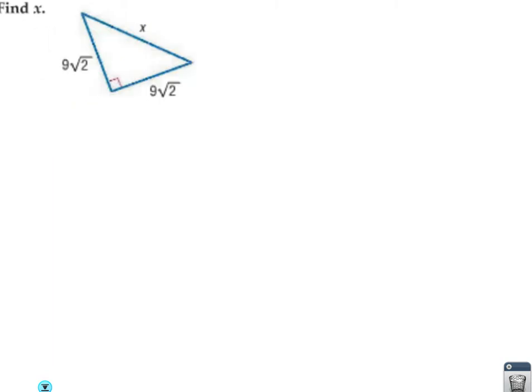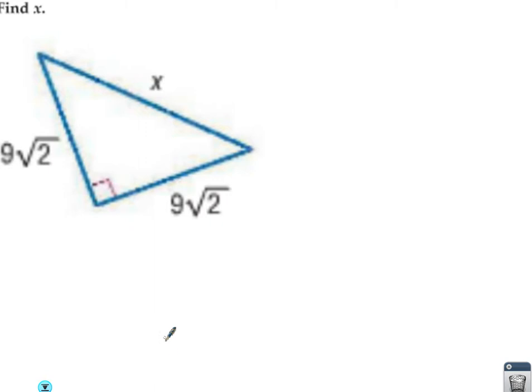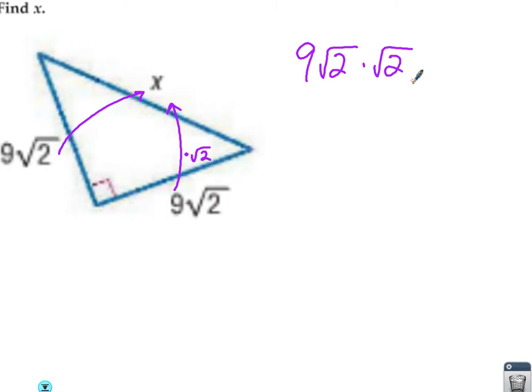A little bit more difficult. You're given that the two legs are 9 root 2. Let me blow it up a little bit. How do we get from leg to hypotenuse? What do we multiply by? In the last problem, this was 6, and this was 6, and this was 6 root what? So in order to get from a leg to the hypotenuse, we've got to multiply by root 2. We've got to do 9 root 2 times root 2. How in the world do we do 9 root 2 times root 2?